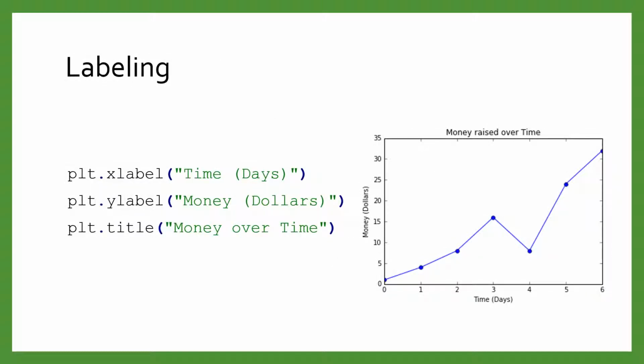Professional data scientists always label their graphs. Matplotlib makes it easy to label the x-axis, y-axis, and title of the graph. The relevant functions are, respectively, xlabel, ylabel, and title, each of which consumes a string.